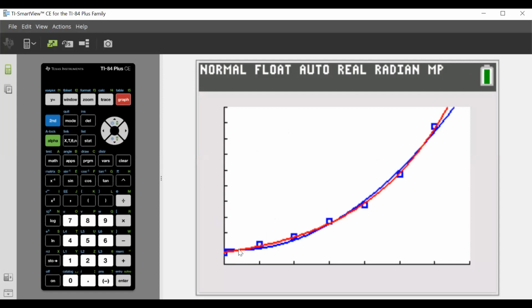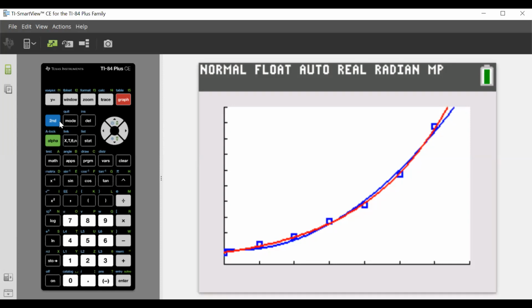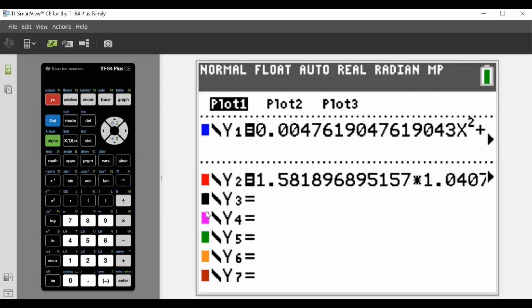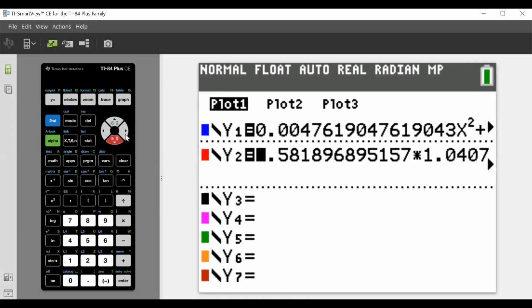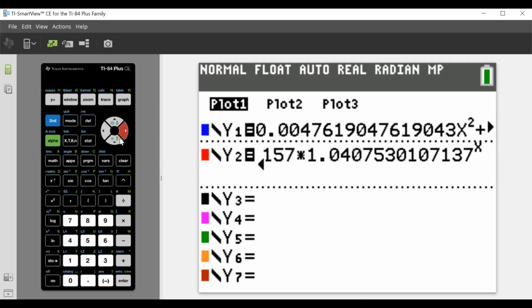Okay, so now let's see which graph looks better. Well, they both look pretty good. Now it looks like the second one is closer to all the points. The first one is kind of low here, a little high here, higher here, then low, low, low, and then high. So overall, I'm thinking the second one looks better. What was the second one again? The second one was the exponential. So I'm going to go with the exponential.